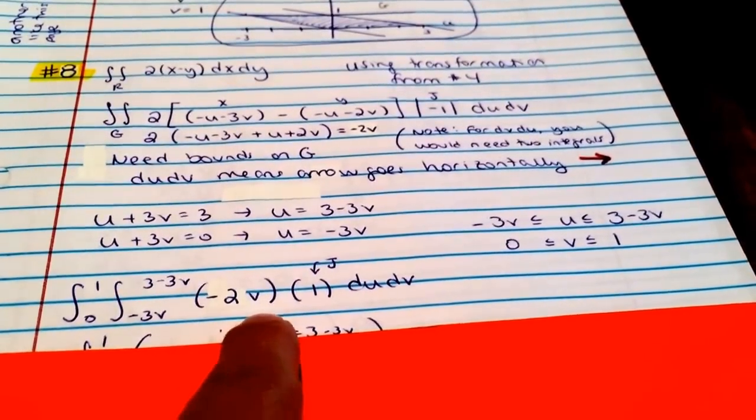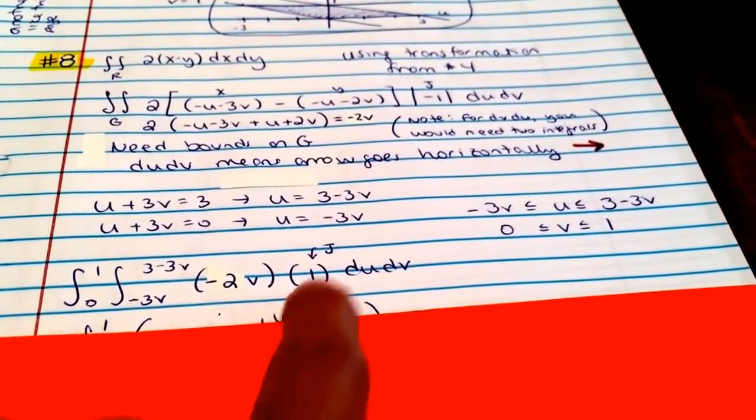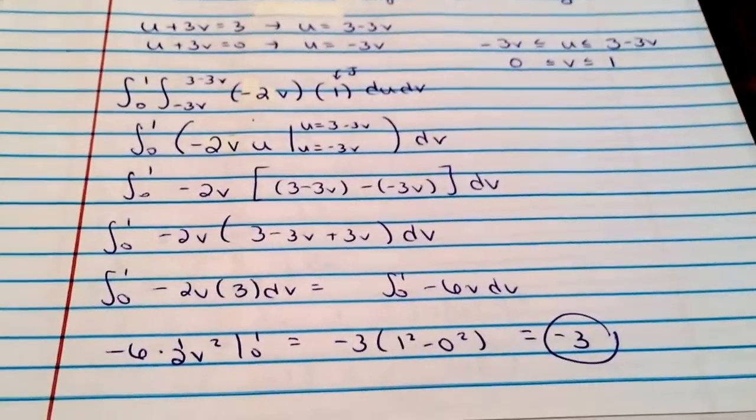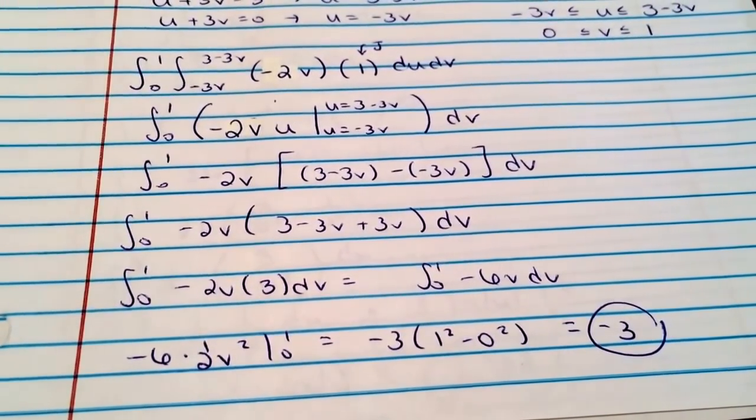I've got my new function. I've got my Jacobian that I took the absolute value of, and I'm doing du dv. Now it's just a basic integral, so this one's really simple to integrate. So I'll just show you this. Hopefully you can do this no problems on your own.